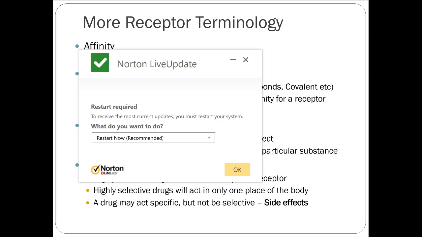Specificity versus selectivity. Highly specific drugs will bind to one type of receptor. Highly selective drugs will act in one place of the body. So kind of what I was talking about, the ideal drug would be highly specific and selective. Most of the time we can't get that. Occasionally, there are some examples out there.